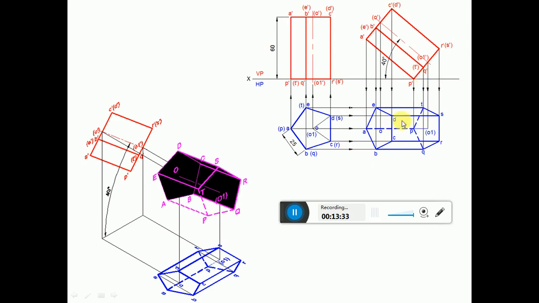So in other words, since DS is visible, what happens with the edge P to T? Since two visible edges can never cross each other, since DS is visible, PT becomes invisible. Similarly, since CR is visible, PQ becomes invisible. Since CD is visible, PA becomes invisible. So you make a dotted line. So only from P to O1 you mark it as a center line.